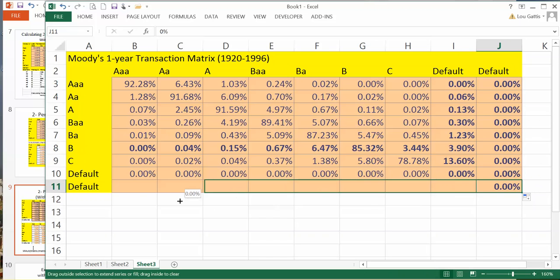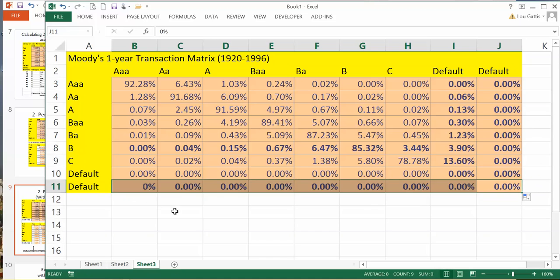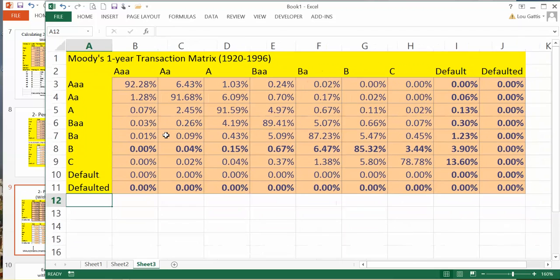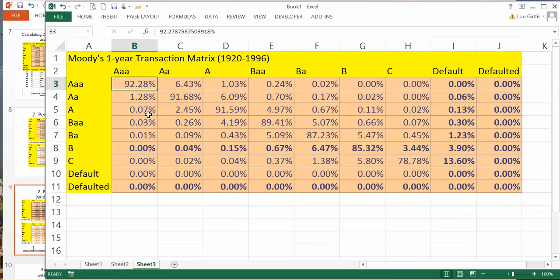Okay, so what I did is I added a row and a column, and I want to give this a new name. Let's call it defaulted and defaulted. And let me change a couple more numbers to make this 100% and 100%. So make sure you have these values in here because those are the ones you have to change.